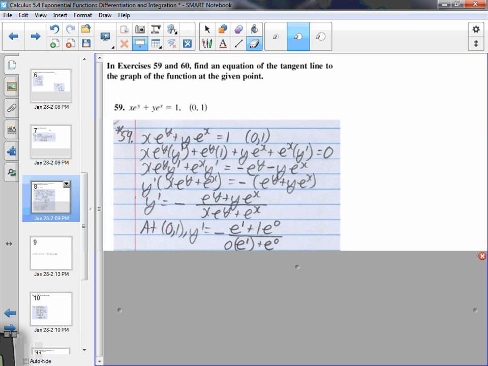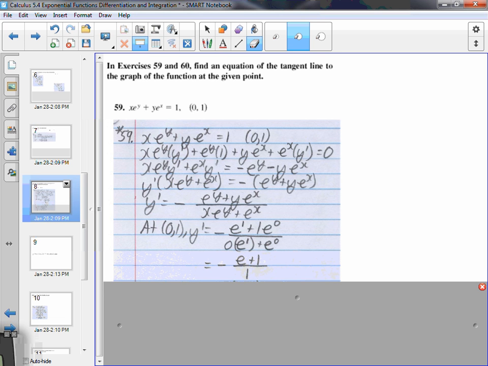So y prime equals negative sign in front. e to the y becomes e to the 1, plus y e to the x becomes 1 times e to the 0. x e to the y becomes 0 times e to the 1, and e to the x becomes e to the 0. And we remember what e to the 0 equals, don't we? 1.